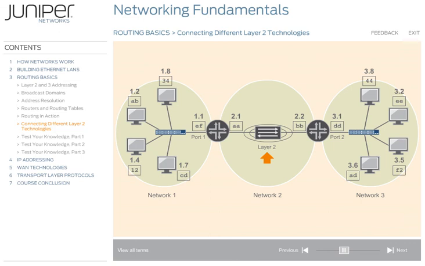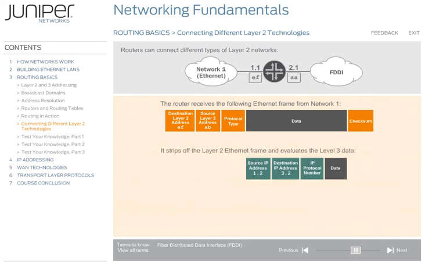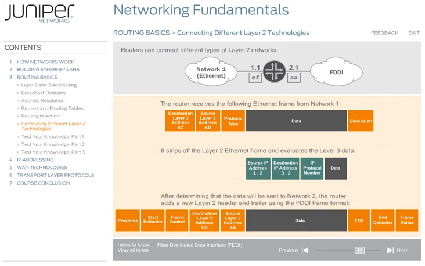Here you see Network 2's data link is now using Fiber Distributed Data Interface, or FDDI, which is a standard for data transmission on fiber optic lines that can extend in range up to 200 kilometers or 124 miles. When the router receives data from Network 1, it strips off the Ethernet frame, performs a route lookup, and determines the next hop address. After determining that the data will be sent to Network 2, the router adds a new Layer 2 header and trailer using the FDDI frame format. Like the Ethernet frame, the FDDI frame includes source and destination MAC addresses. However, notice that the FDDI frame format shown on screen is very different from the Ethernet frame format.